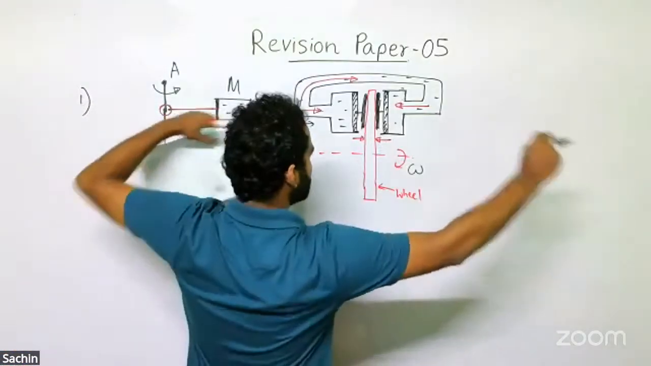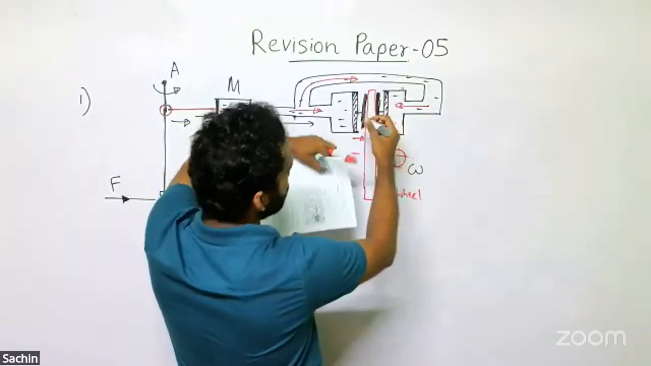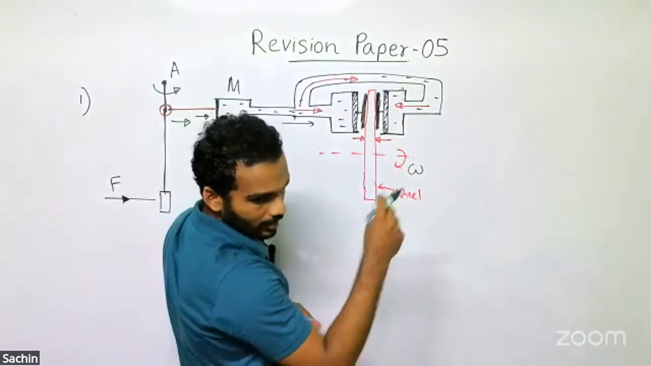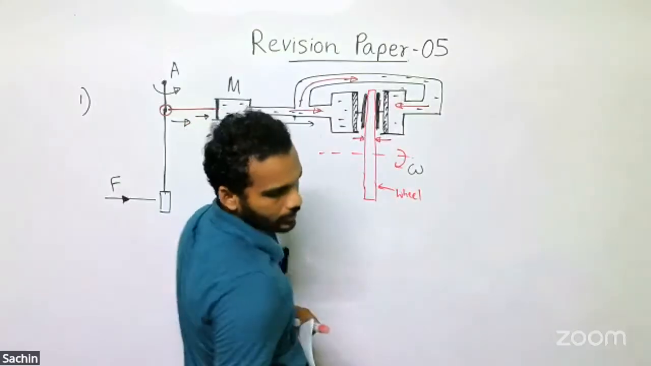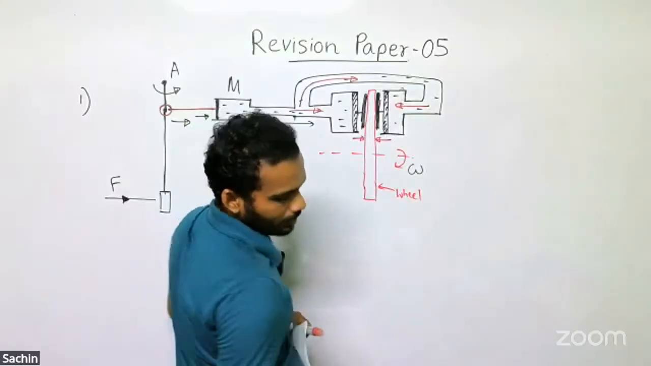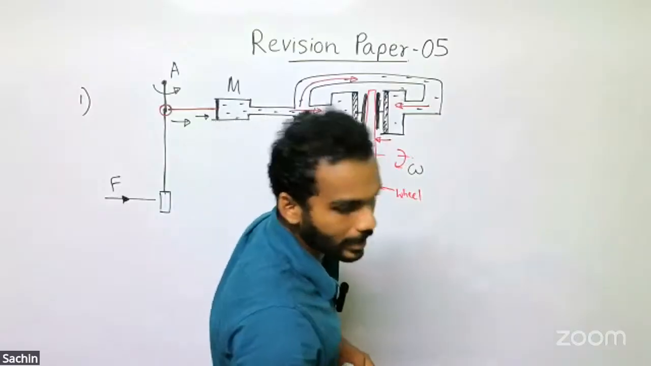So what happens is once these brake pads push against the wheel, there will be friction forces developed. Because of those friction forces, the angular velocity of the wheel will be reduced. That is what we call braking.